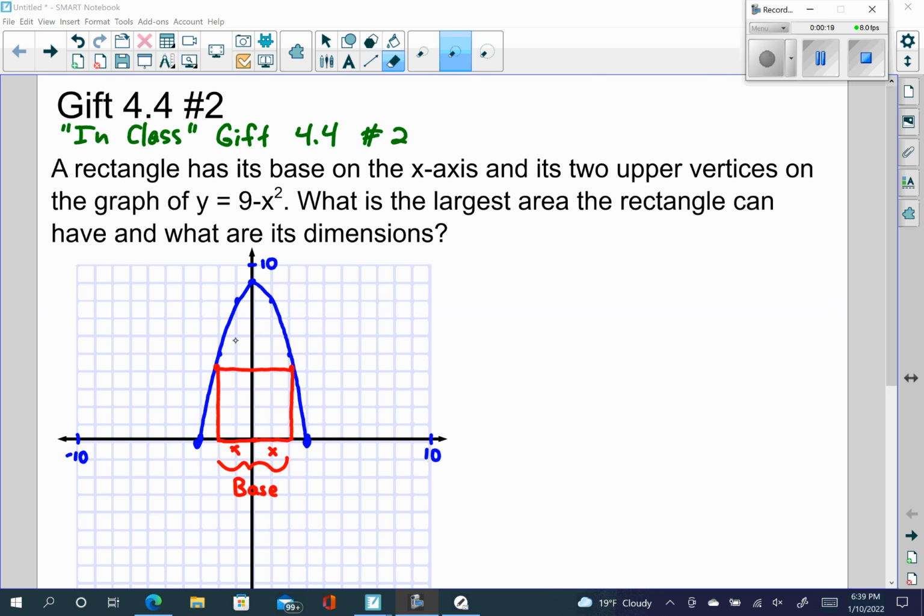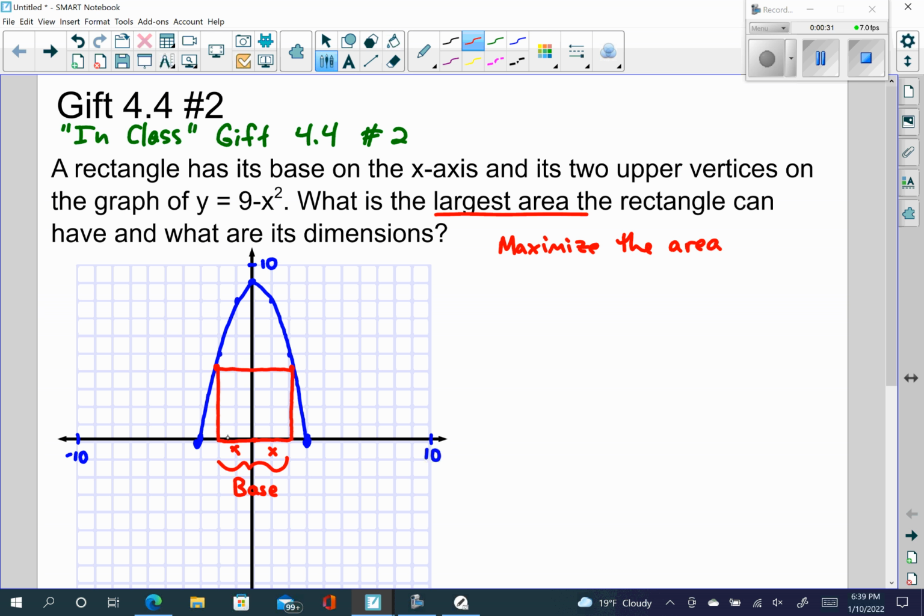All right, so this is the graph we set up when we got started on this problem yesterday. And the idea here is we want to find the largest area. So our goal is to maximize the area. The way I have this set up is that we know that our base is on the x-axis. So if we counted x units to the right, we also want to count the same units to the left there. So an expression for the base would just be 2x.